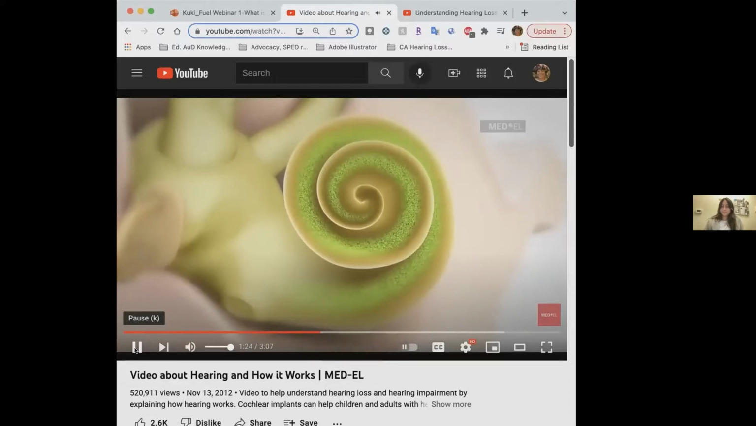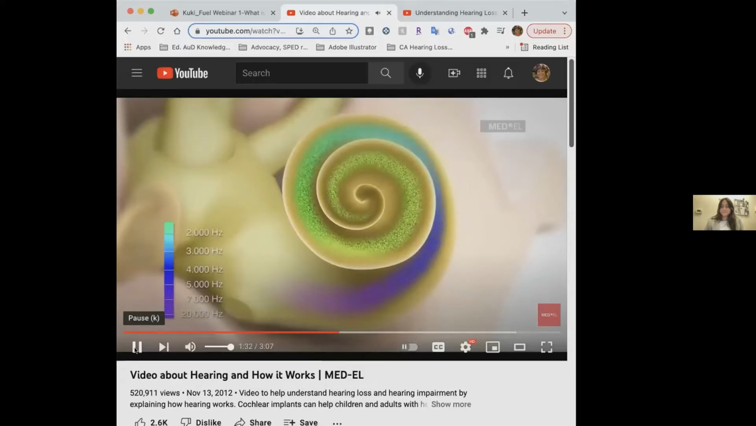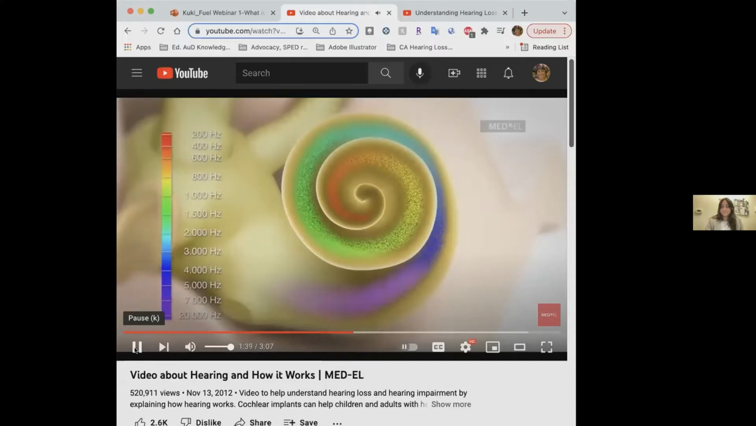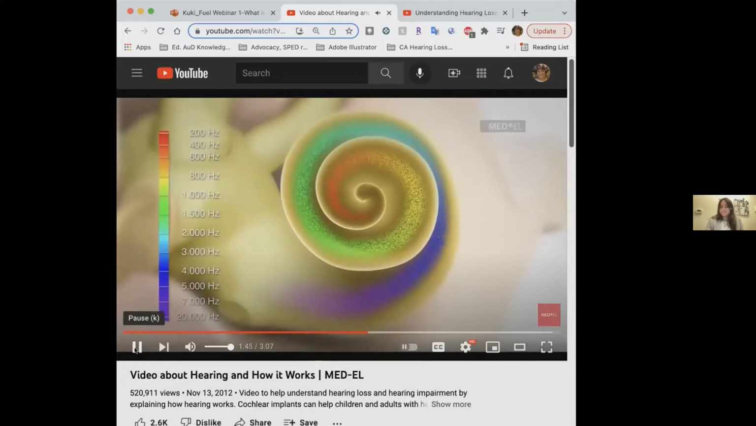The change from mechanical vibration to electrical pulse is a complex process resulting from the movement of hair cells in the cochlea. Along the entire length of the cochlea, the hair cells are arranged like the keys of a piano. Hair cells located at the base or lower region of the cochlea are responsible for high frequency, while hair cells at the apex are responsible for the low frequencies.